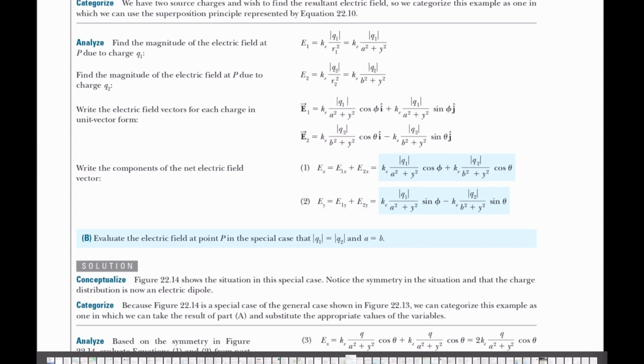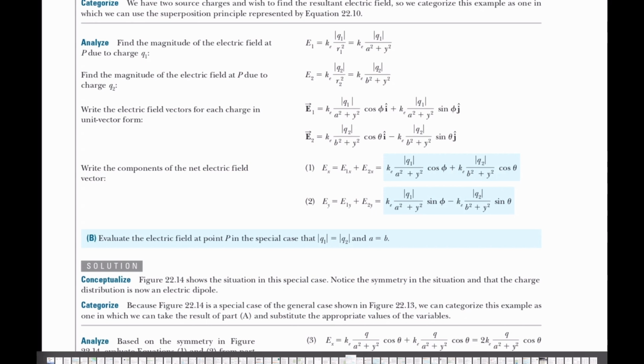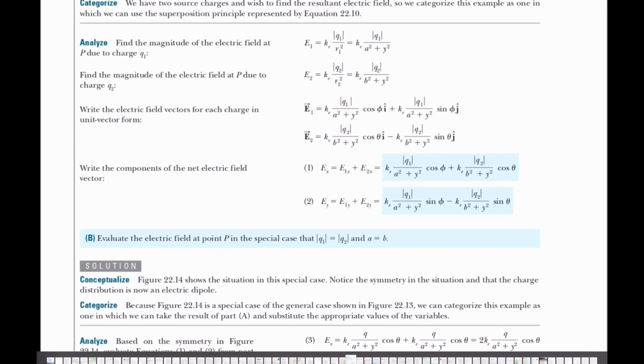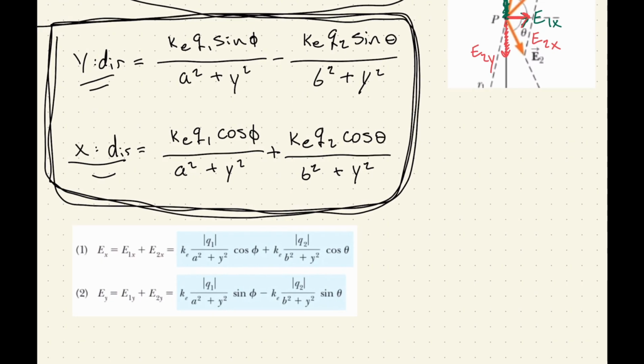Let's take a look. They say evaluate for section B: evaluate the electric field at point P in the special case that Q1 is equal to Q2 and A is equal to B. It's actually an interesting point. If A is equal to B, the denominators would be equal, and you can simplify the case a little bit.